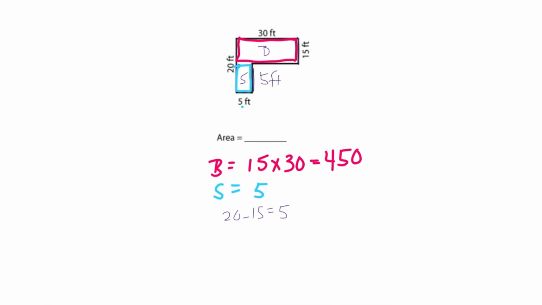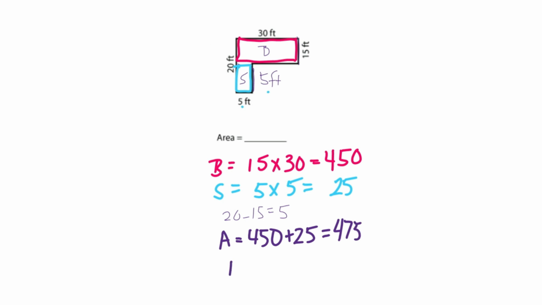So we now have both the length and the width of our smaller rectangle. So we can do 5 times this 5, which is our length, and we get 25. So our area equals 450 plus the 25 of the smaller rectangle, which gives us a total of 475. And since it's the area, it would equal 475 feet squared. That would be the answer to this particular composite figure.